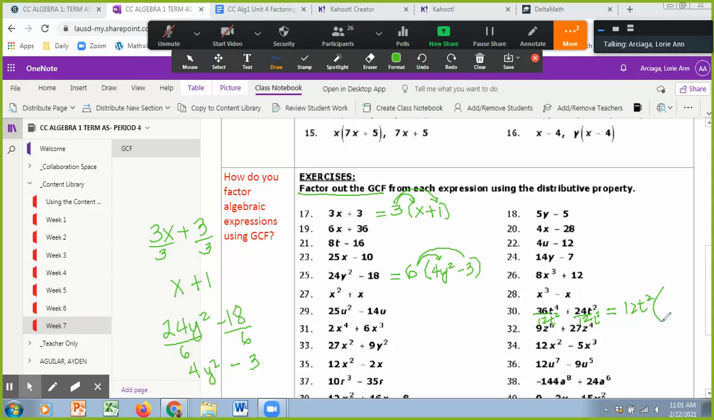Now let's figure out what's the answer when you divide. 36 divided by 12 is 3. t to the 4th over t squared is t squared. You remember rules of exponents, right? If there's 4 t's on top and 2 t's at the bottom, you cancel them out and have 2 left. Plus 24 divided by 12 is 2. And then t squared divided by t squared is just 1. So 2 times 1. So that's going to be the final answer.